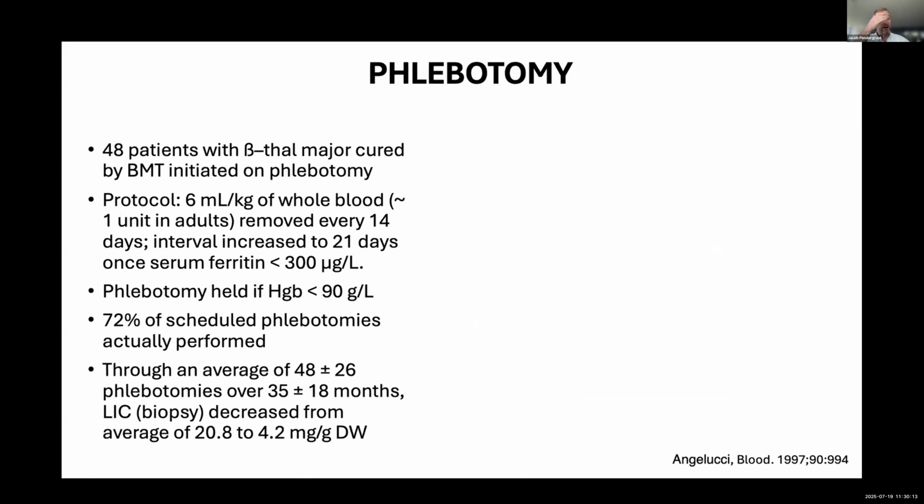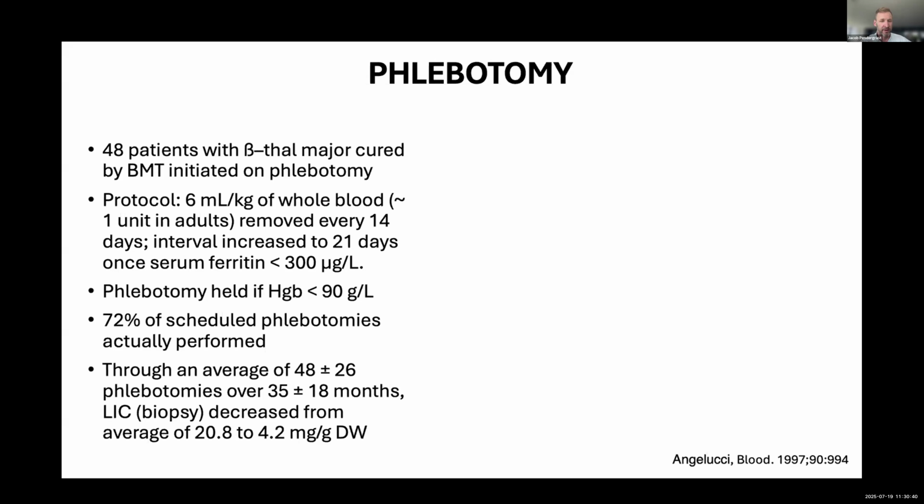So what do we do? How do we get the iron out of the body once it has accumulated? The simplest way is simply to take blood out of the body. Now, you can't do that in somebody who is transfusion dependent. They don't have enough blood to remove. But there have been studies looking at patients who have beta thalassemia major who are cured of their condition through bone marrow transplant and then could undergo phlebotomies.